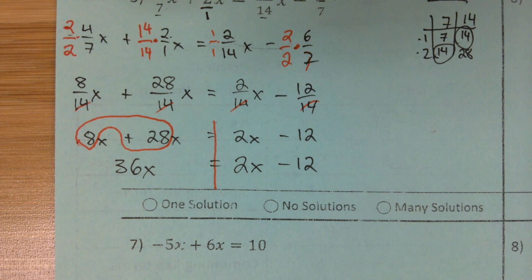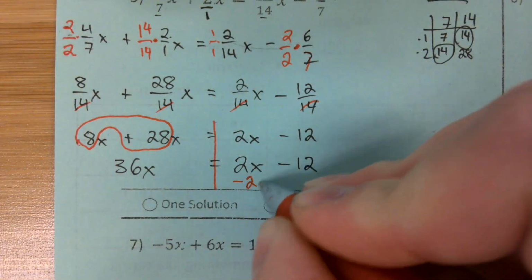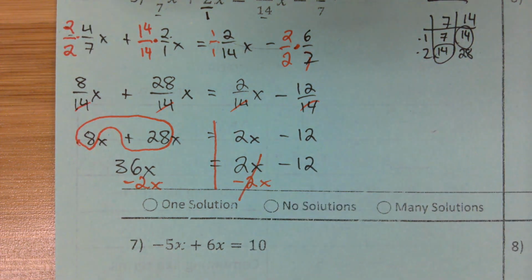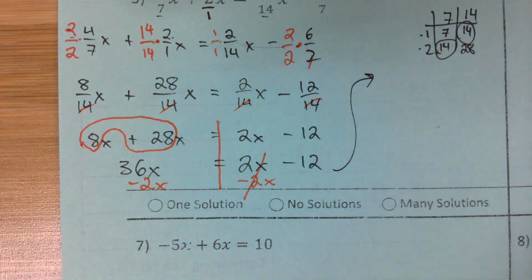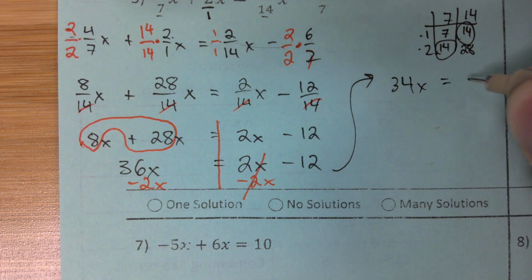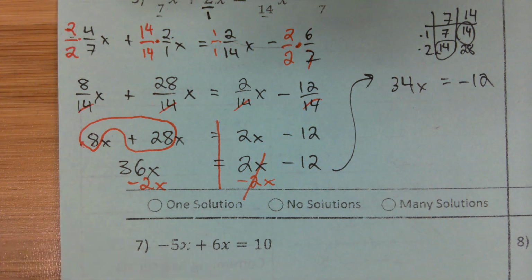What are we going to do next? We're going to bring our variable term over to the left and subtract 2x. I'm going to bring this over here. Now we've got 34x equals negative 12.